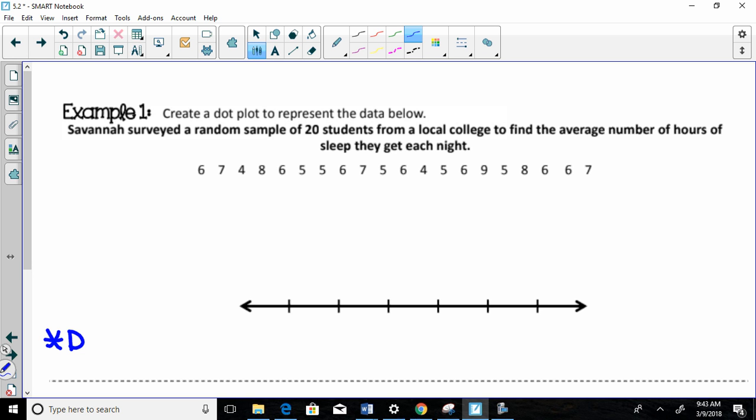All right, so a few things about dot plots. They tell us the frequency.